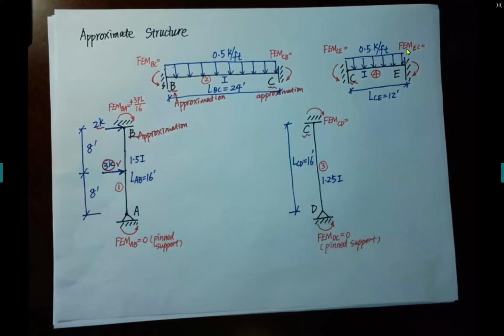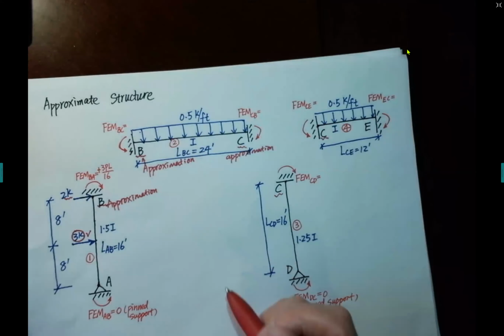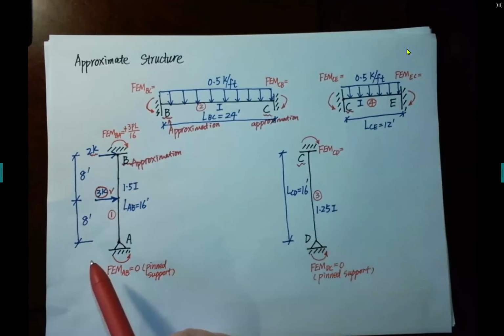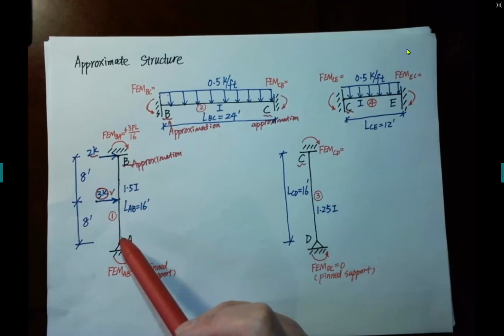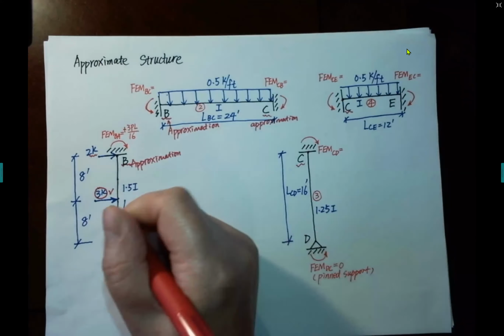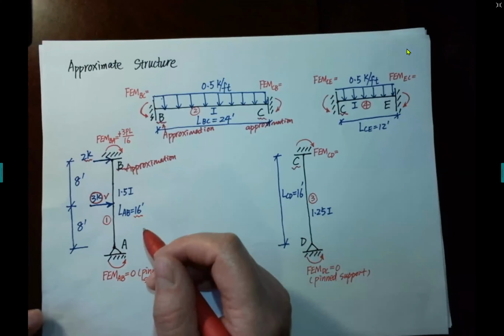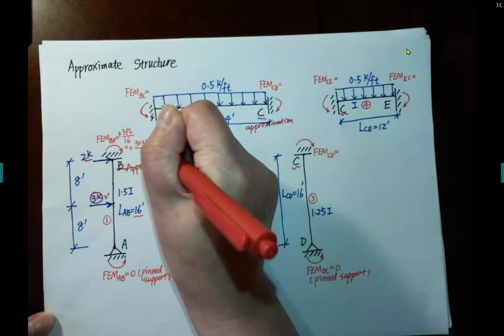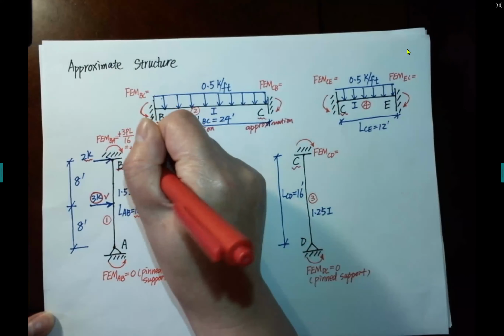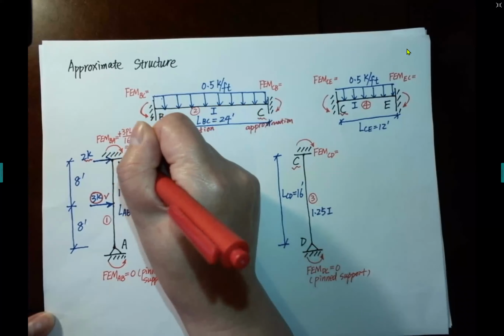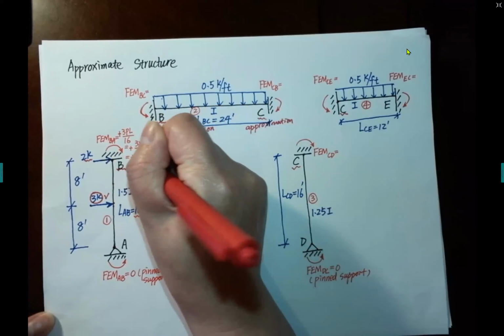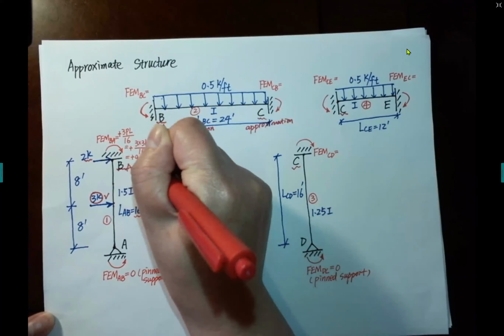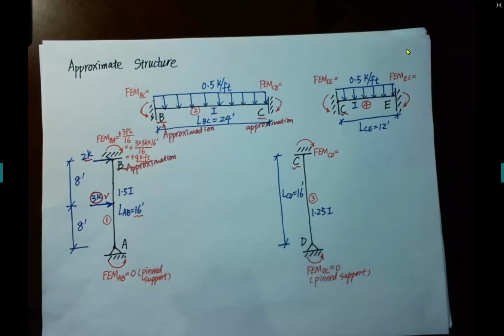After we get the equation, we can calculate the moment based on the load and geometry, where L equals 16 feet and P equals 3 kip. Then the moment at the B end equals positive 3 times 3 kip times 16 feet over 16, which equals positive 9 kip-feet. Positive means clockwise. This is member AB.